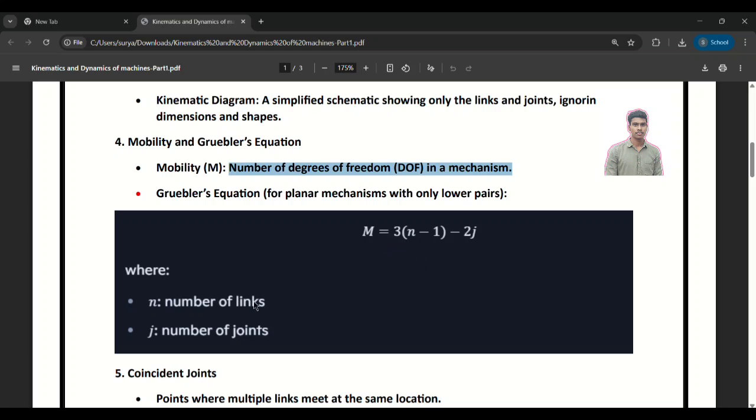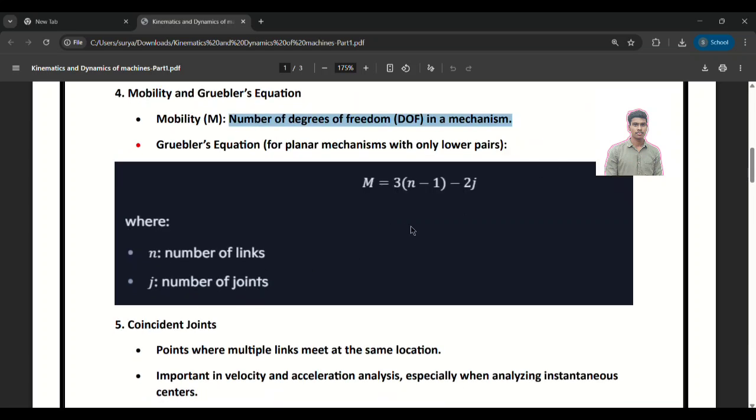Here n is the number of links and j is the number of joints. From this you will solve different kinds of numerical problems in the upcoming videos, but in this video we are focusing only on theory. So we have just learned about mobility and Grubler's equation. You know about the degree of freedom, but if you are learning about mobility for the first time, then remember it: mobility is also known as the degree of freedom.